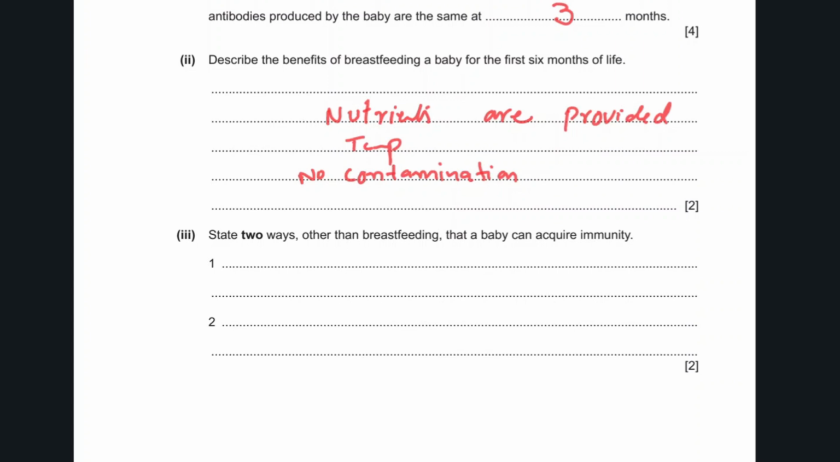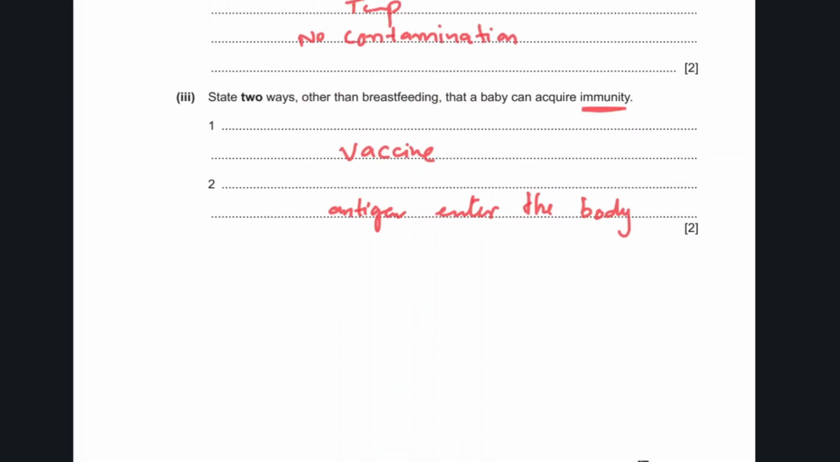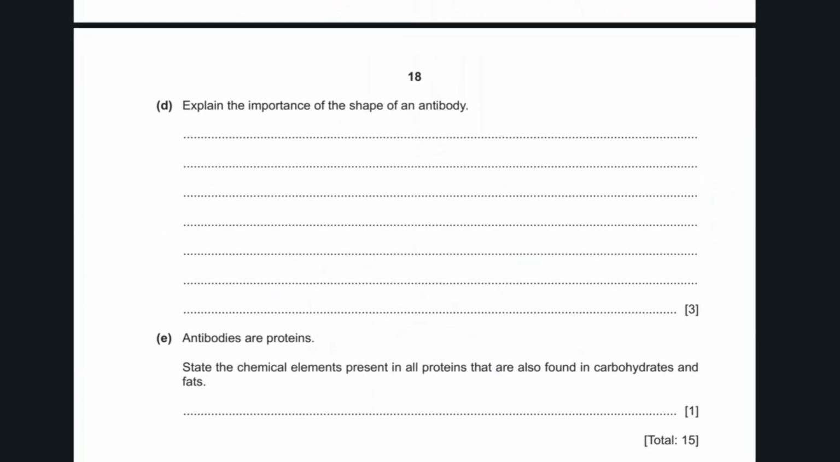Two ways other than the breastfeeding the baby can acquire immunity. So how can the baby get immunity? A vaccine course is completed in the starting 9 months after the birth. The purpose of vaccine is that the baby acquires immunity. Or the second option is any foreign antigen or pathogen enters the body. If any antigen enters the body, lymphocytes are activated and it provides immunity.